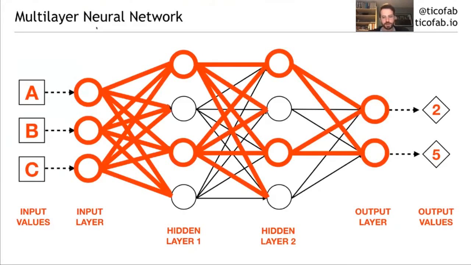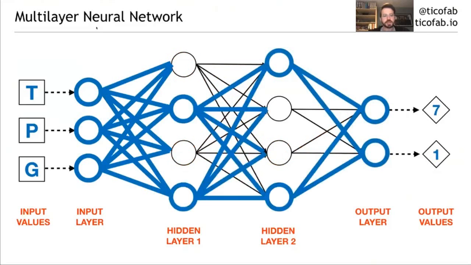Now, what happens if I change the inputs on the left? So now we have T, P, and G. The input layer is just going to propagate it all as usual, but what happens next might be an entirely different configuration, and the output values will be 7 and 1. Now, this example lets me show you briefly why these networks are called deep networks.